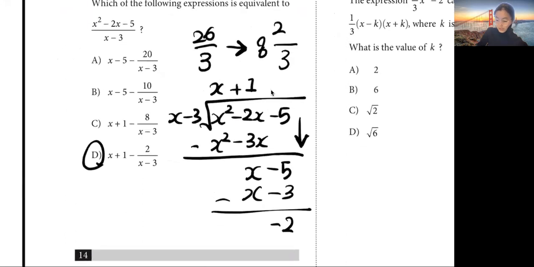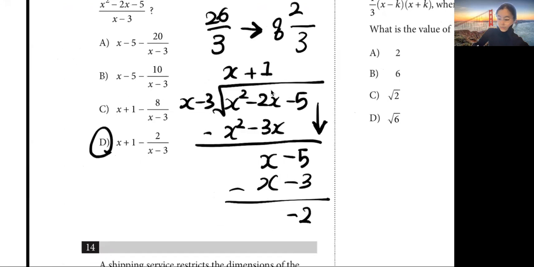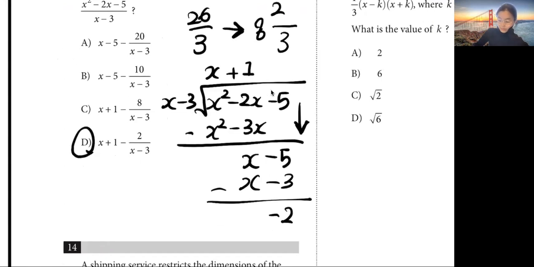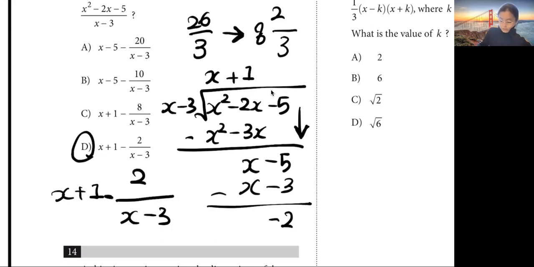Okay? So just following the 26 over 3, with the remainder on the numerator and how many it fits into the left-hand side, we construct it. So we were dividing it by x minus 3, right? Same as a 3. And how many fit in? Well, we know x plus 1 fits in. And the remainder is -2. So we just put -2.